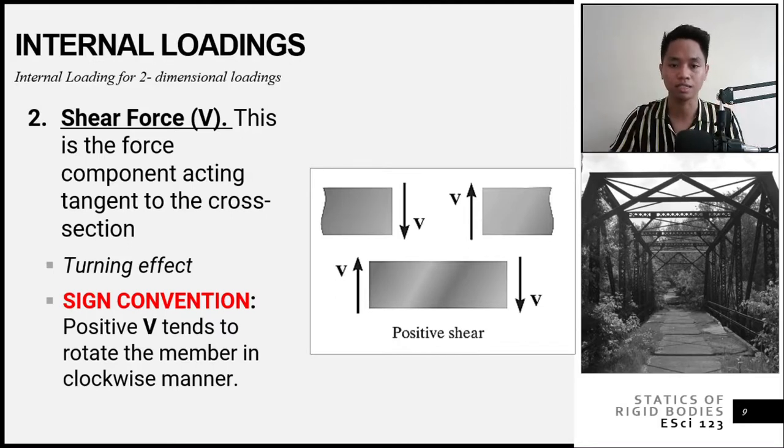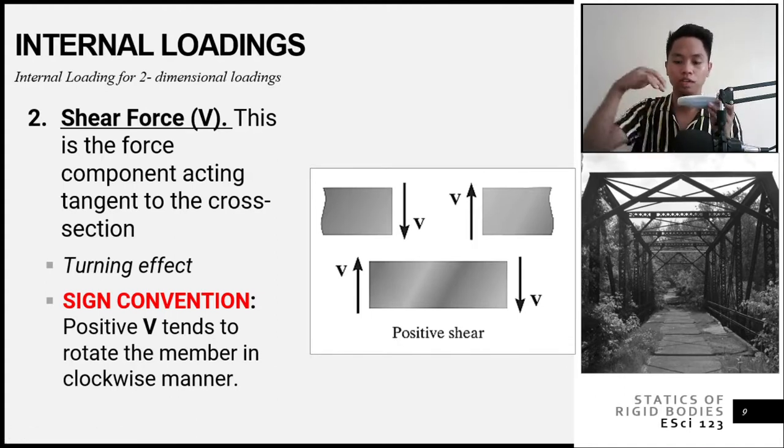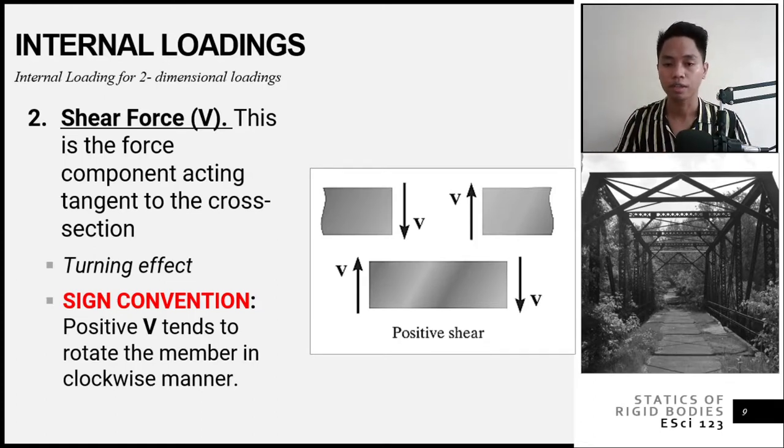So that is tangent to the cross section. And this will have a turning effect. For example, this is your segment. It will tend to turn your member. Okay? So that is a turning effect.